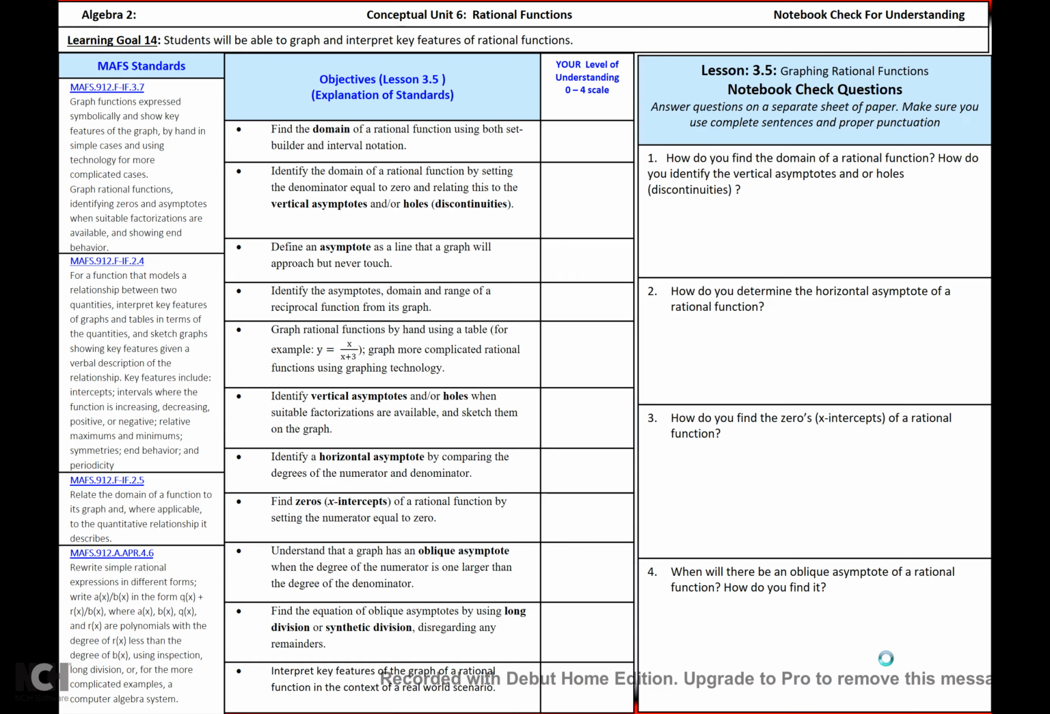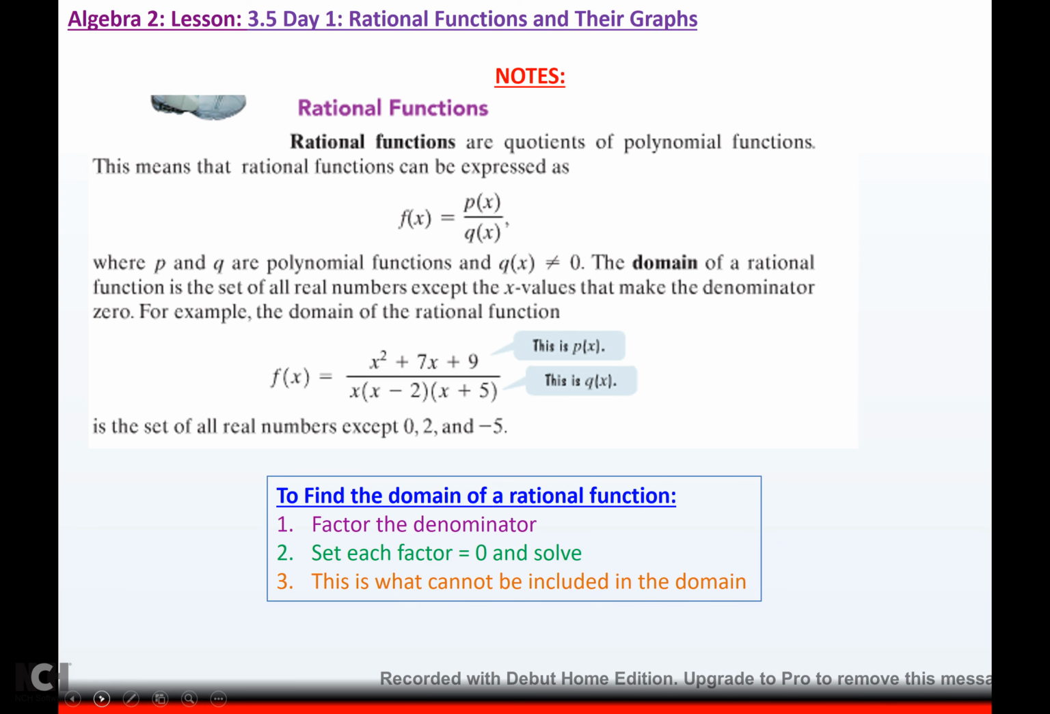All right. Good morning. We are going to talk about rational functions some more. A rational function, we know, is a quotient, which means division of polynomial functions. This means that a rational function can be expressed as f of x equals some numerator, some polynomial p of x on top, divided by q of x, some polynomial on bottom, where p and q are polynomial functions. And of course, q of x can never equal 0.